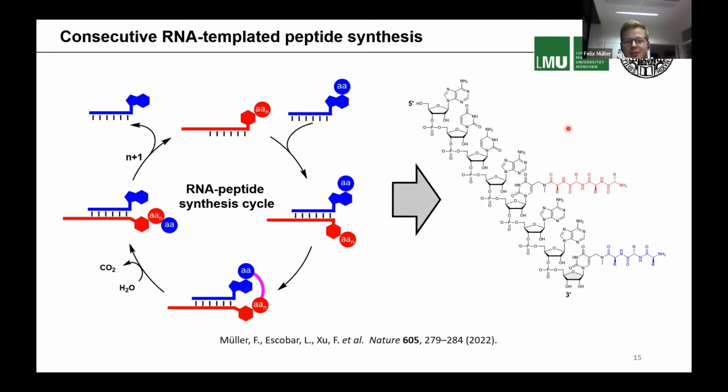Having these investigations, we were able to establish a consecutive RNA-templated peptide synthesis, yielding such nice molecules, as you can see here, composed of RNA and peptides, that we call chimeric molecules, which could have an evolutionary advantage, having both moieties, amino acids and RNA, covalently attached to one another.